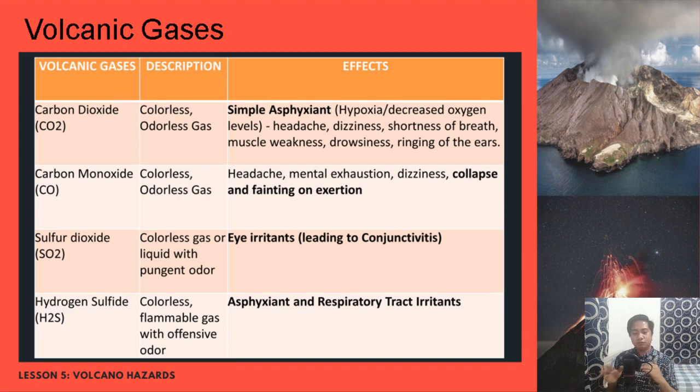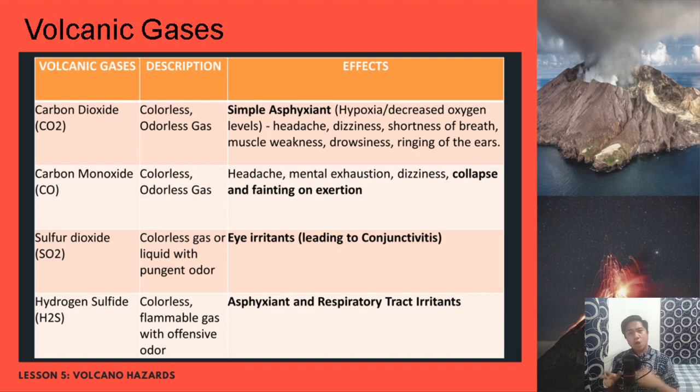Next, we have your sulfur dioxide. This is a colorless gas or liquid with a pungent odor. When we talk about pungent odor, there is a nasty smell, a strong nasty smell, which is present in components with sulfur. Okay? So remember, with sulfur dioxide, we have conjunctivitis, the redness of the eyes. It's because of the presence of sulfur in it.